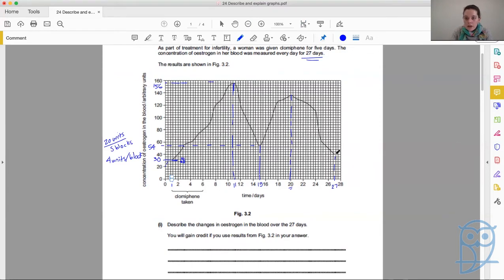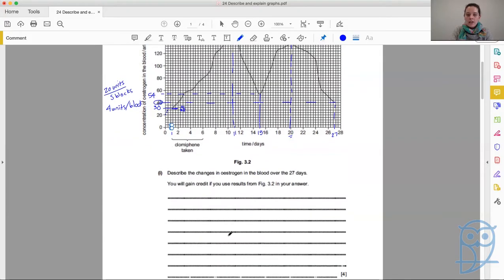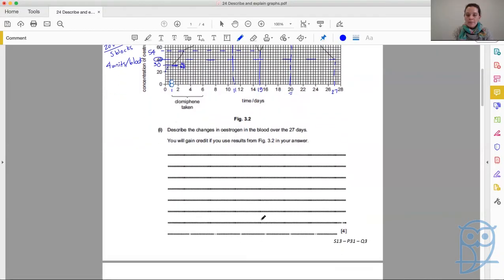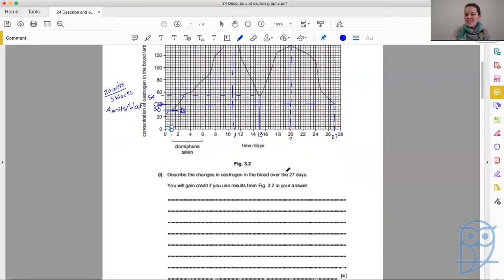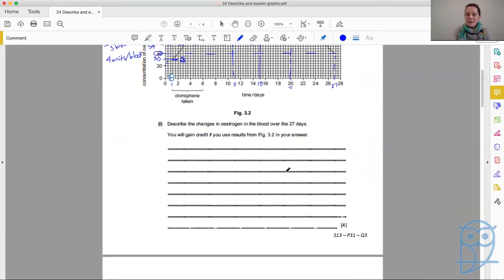And where do we end off? This final reading on day 27 is where we're going down to. And that brings us straight across to 40. So now we've got a really good understanding. We're going up from here to here, down from here to here. And we can start to turn that into sentences, which we can use to describe. 4 marks, 4 zones. It's looking like we're going to be okay with this one.